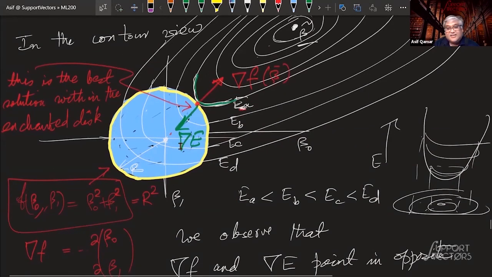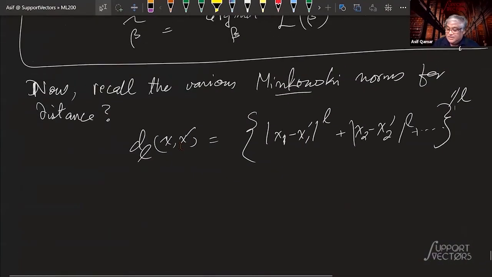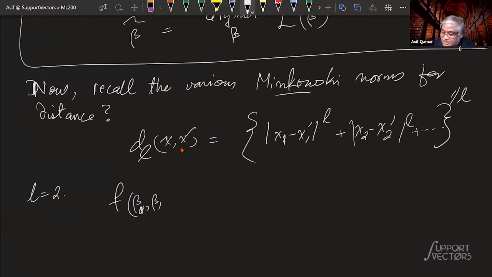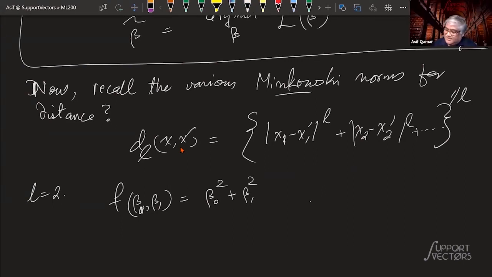This is a unit circle, isn't it? What is the definition of a unit circle? What is the function definition? For L is equal to 2, f(x) is 1. So now let me write it in the language of beta because we are in the parameter space. f of beta naught, beta 1 would be beta naught square plus beta 1 square, isn't it? So the constant values of this function were the circles. What is the gradient of this? Well, it is beta naught plus beta 1. You already did that before. So this is it. Do you notice that?